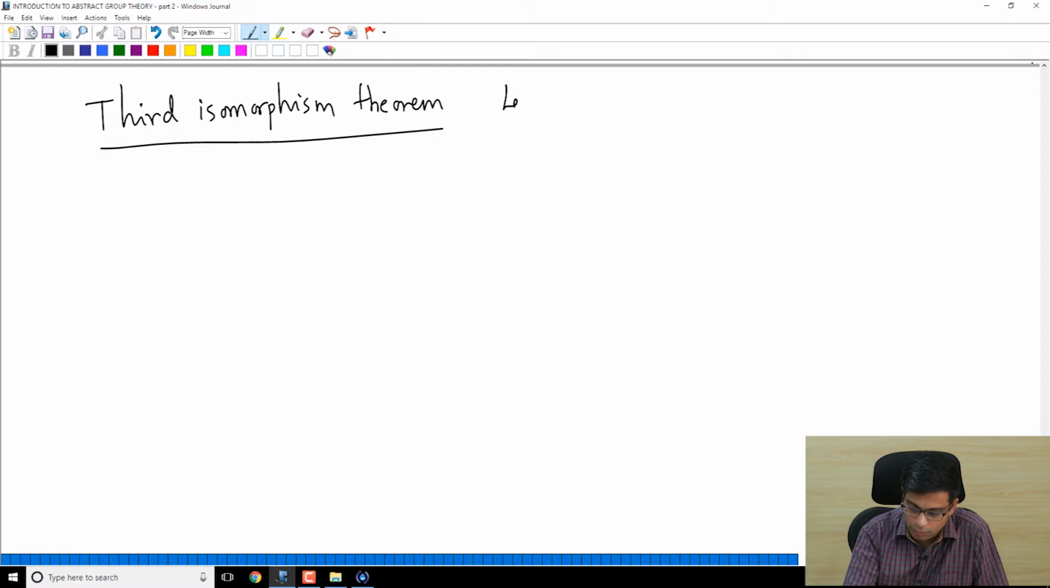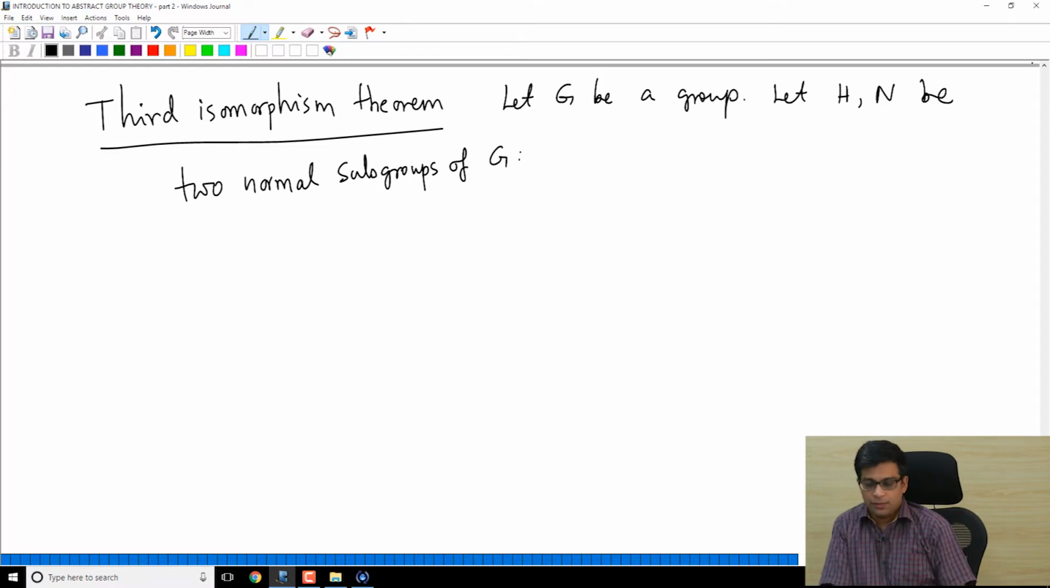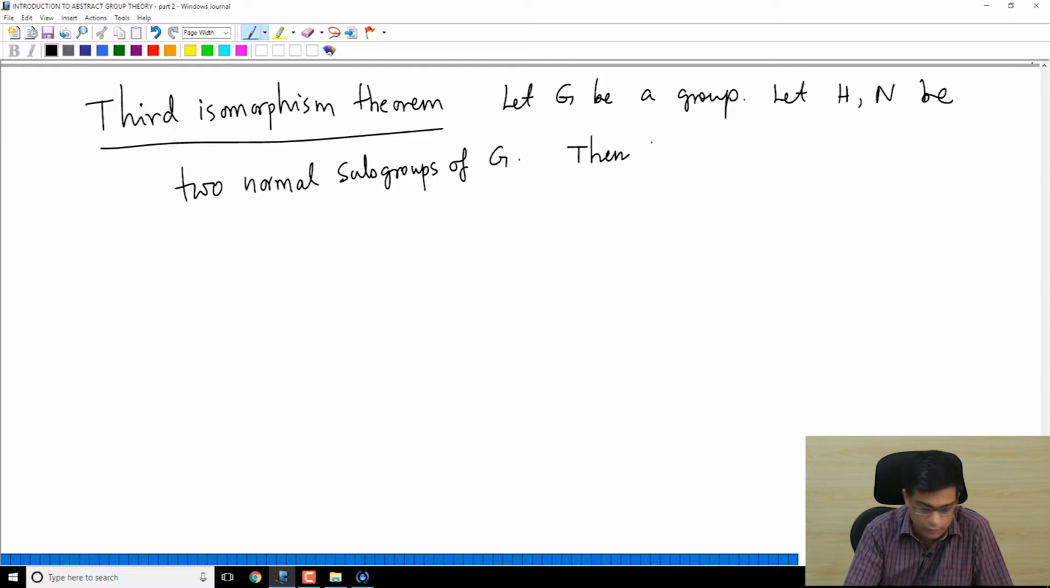Let G be a group. Let H and N be two normal subgroups of G. In the second isomorphism theorem, we work with two groups, one normal, the other arbitrary. In this case, we take both to be normal. So H and N are both normal subgroups of G. Then we have two statements.